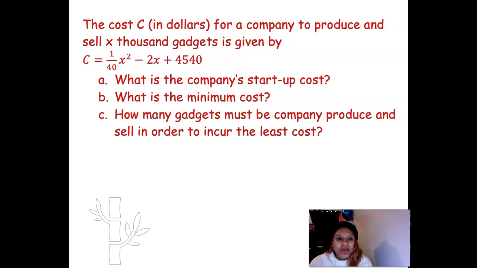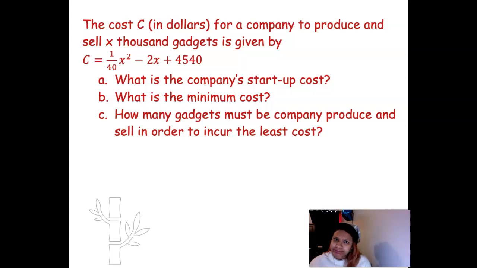So in this example, we have an application. Let's see what it says. The cost C in dollars for a company to produce and sell x thousand gadgets is given by the function C equals 1/40 x squared minus 2x plus 4,540. And then we have three different questions we want to ask.